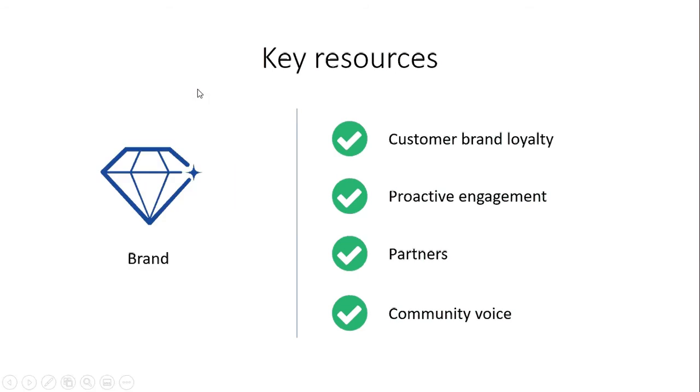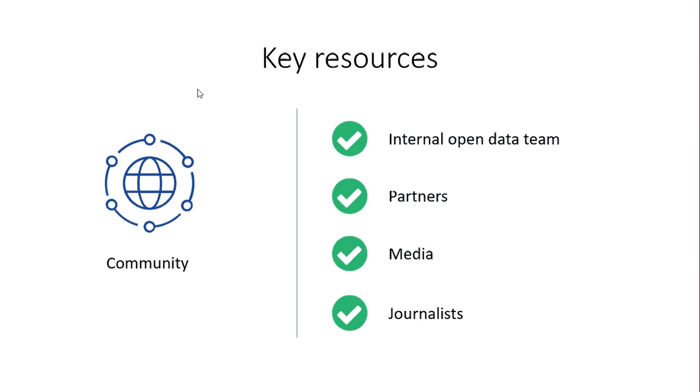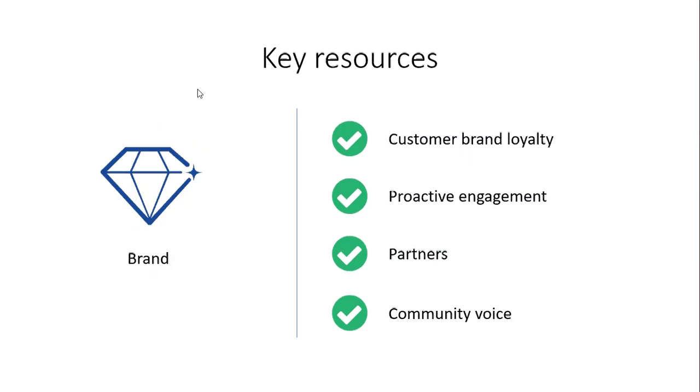The next important component in the business model innovation canvas for open data is the key resource. So the main key resources are the brand, the platform, and the people in terms of community. Let's dwell through how public sector agencies can actually utilize brand as a key resource to push forward their open data strategies.